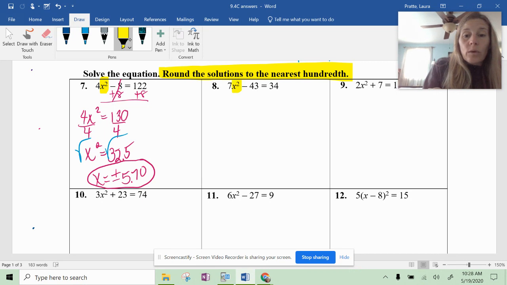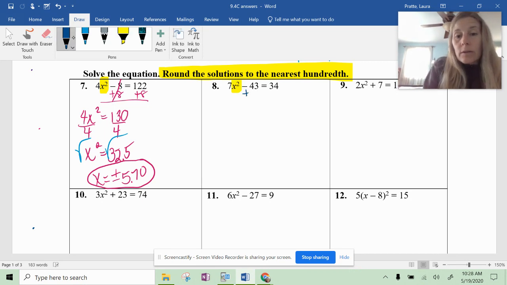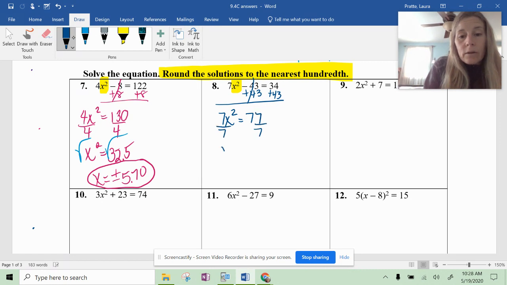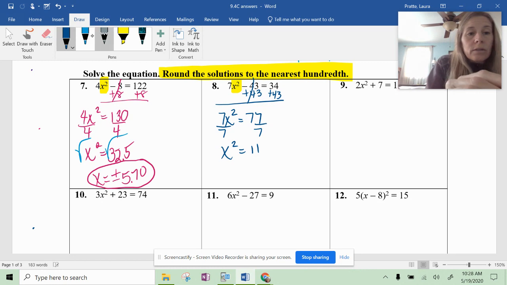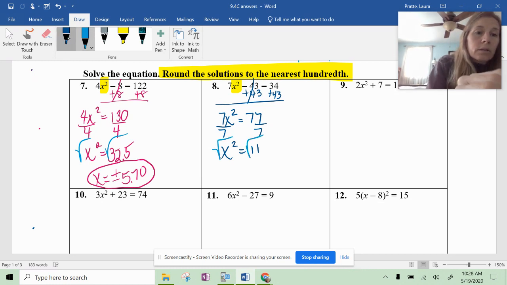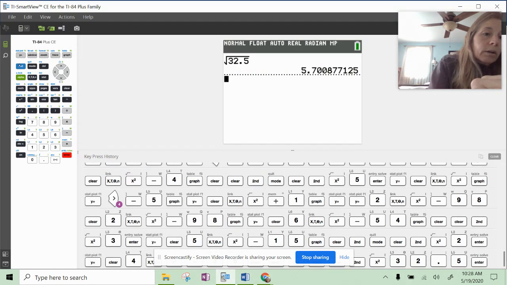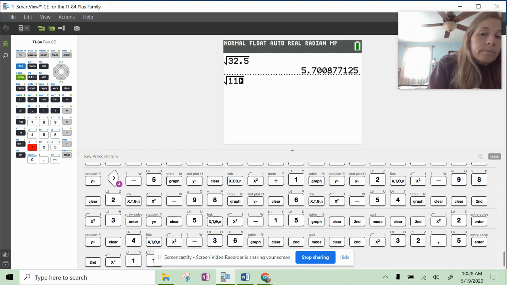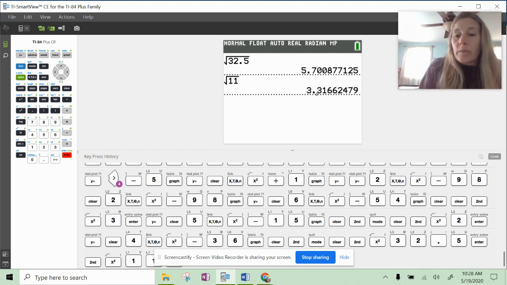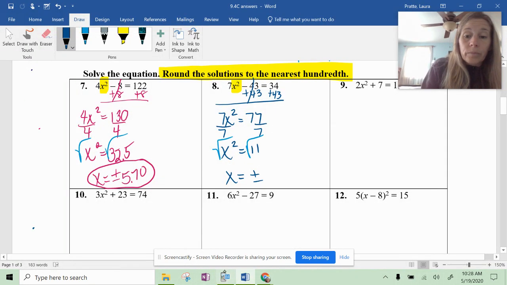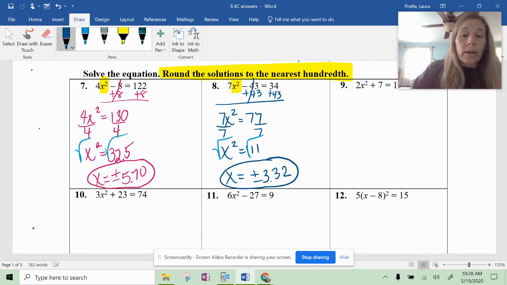So again, just the one variable means we can continue using this method. So I'm going to add the 43. So 7x squared equals 77. We're dividing by 7. X squared equals 11. So now I'm going to square root the 11 to get my two solutions. So x equals positive or negative, and then I go to my calculator. I'm going to do the square root of 11. I'm going to round that to the nearest hundredth, which would be 3.32. So my answers are positive and negative 3.32.